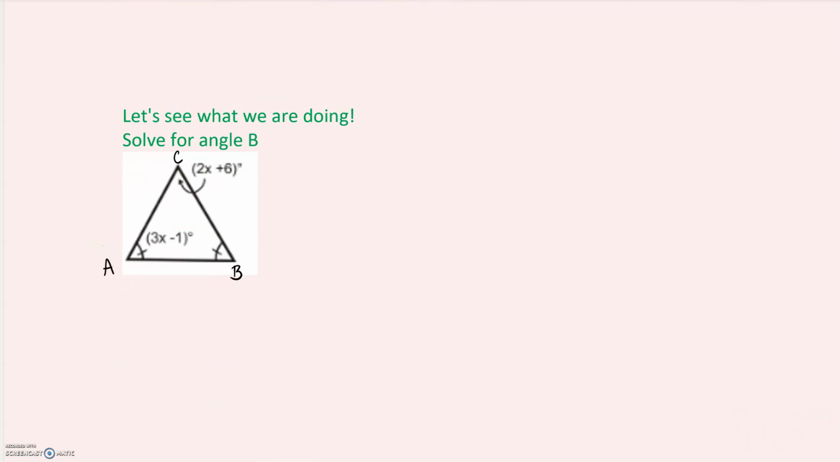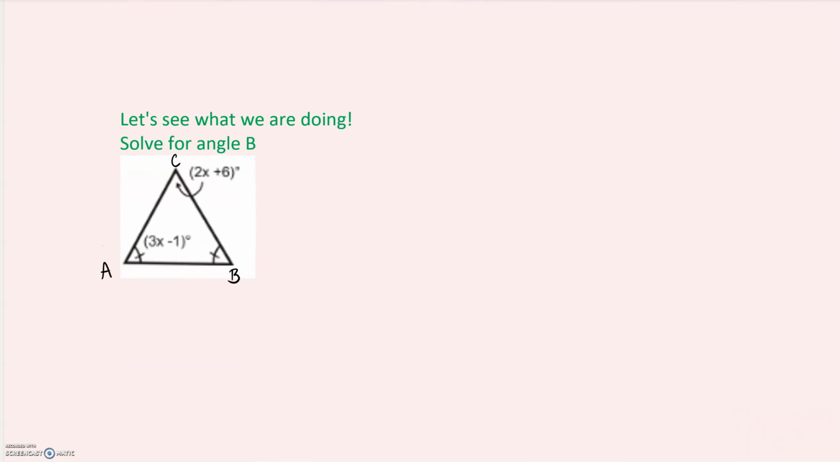All right, so let's look at this one. We're going to solve for angle B. We're going to solve for this angle right here. And in order to do that, we need to remember something super important. And that is that when we see this symbol here, it means that both of those angles are exactly the same. So really, we're saying that the measure of angle A is congruent to the measure of angle B.